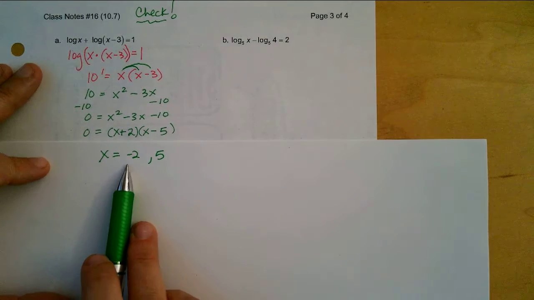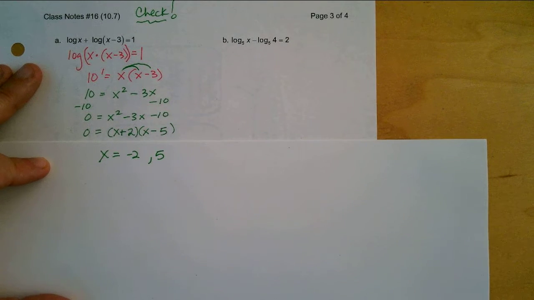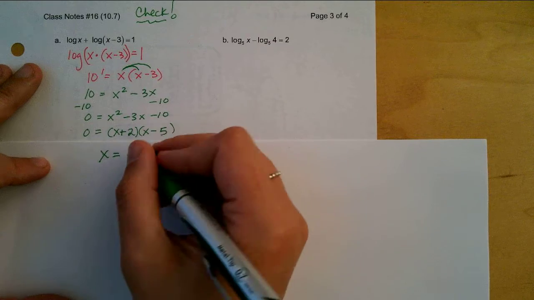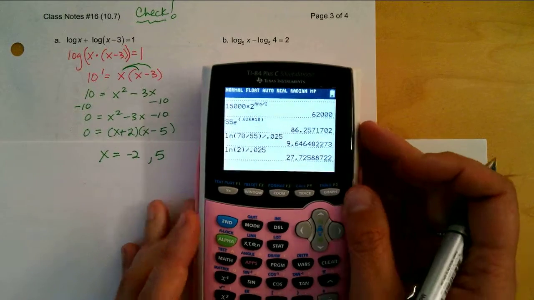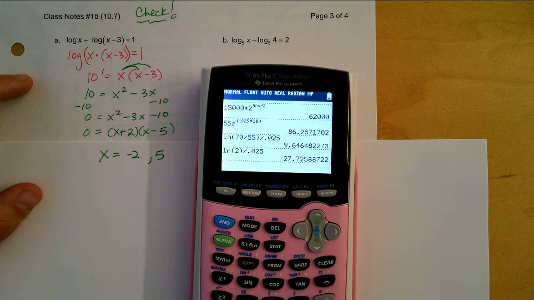Because there are 2 solutions here, but do you remember what the domain of the logarithm is? What are the only values of x that you can have? You can only have positive values. So that means right here, this is an extraneous solution. You'll find that out if you go to check it. And I would say use your calculator to check it. If I type in log of -2 plus log of -2 minus 3, I should get 1 when I press enter.